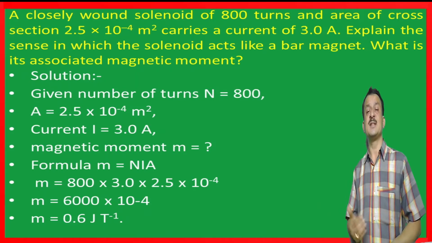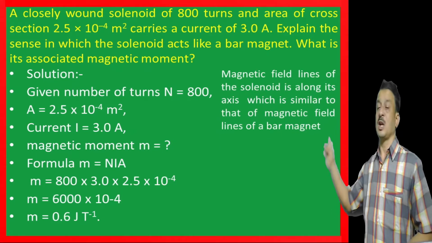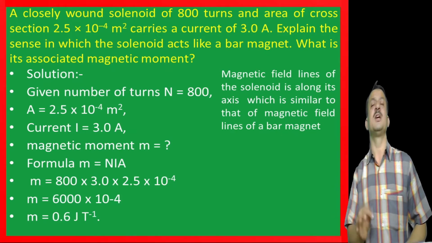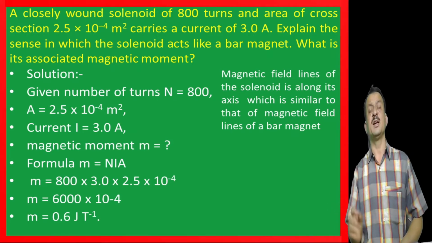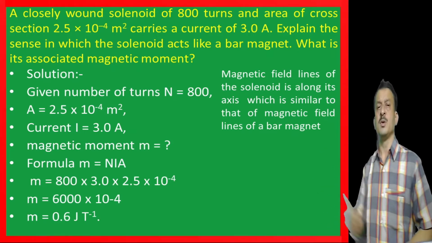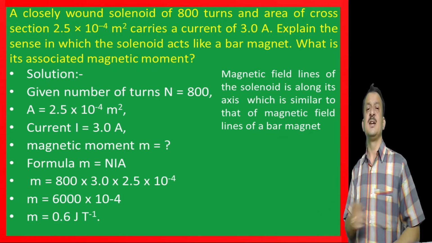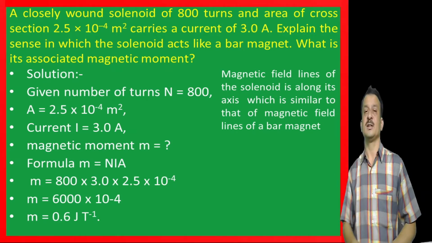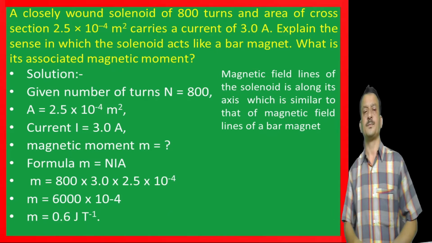Now we explain the sense in which the solenoid acts like a bar magnet. We know that the magnetic field lines of the solenoid are along its axis, which is similar to that of a bar magnet. In the case of a bar magnet, the magnetic field lines are also from the south pole towards the north pole. In that sense, a current carrying solenoid acts as a bar magnet. Okay. Next problem.